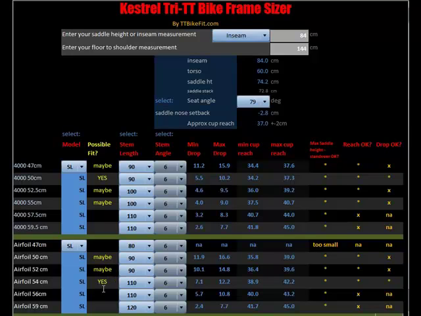52 could also work. It's going to be best, of course, again, if you know your particular measurements that you're looking for. If you've had a fit and you know these fit parameters, or you're working with the fitter, then you should be able to very quickly dial in upon which frame is going to work the best for you.